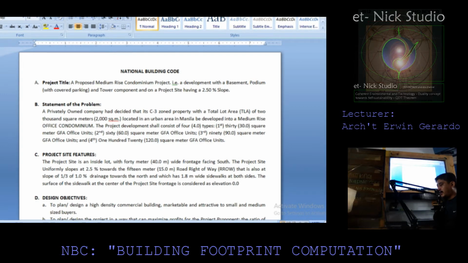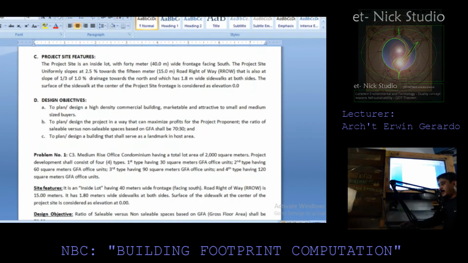And the second type is 60 square meters, gross floor area office units. The third type is 90 square meters, gross floor area of the office units. And the fourth type having 120 square meters, gross floor area for the office unit.